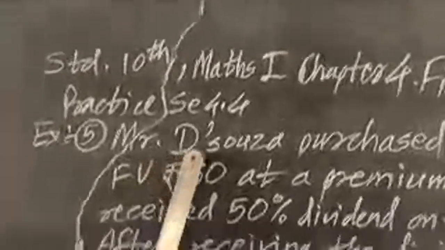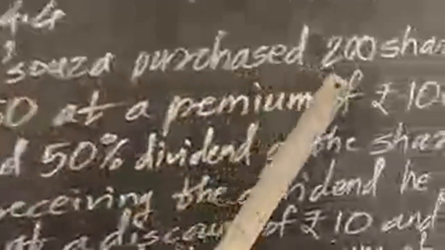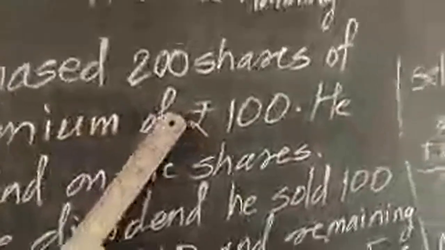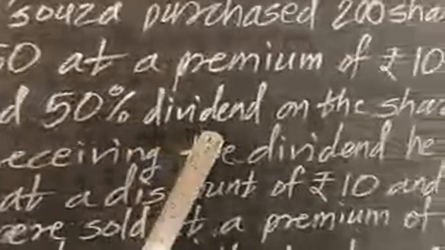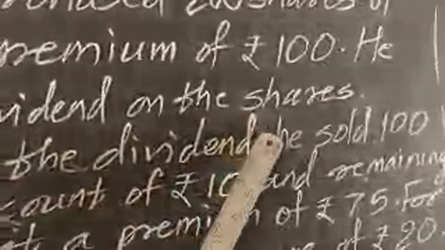Mr. D'Souza purchased 200 shares of face value 50 at a premium of rupees 100. He received 50% dividend on the shares.